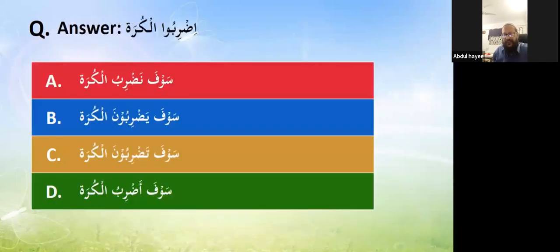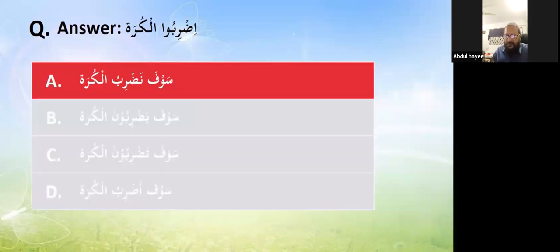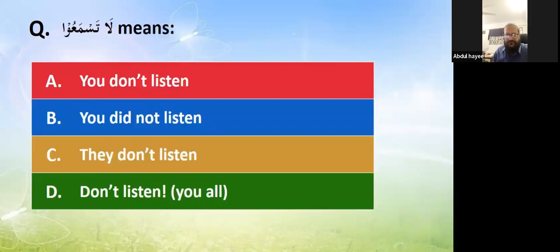Sister, the next is idribul qurra. Answer in Arabic: sofa nadribul qurra, sofa yadribunal qurra, sofa tadribunal qurra, sofa adribul qurra. B. Sofa nadribul qurra. A. Idribu is a plural, so nadribu will come.